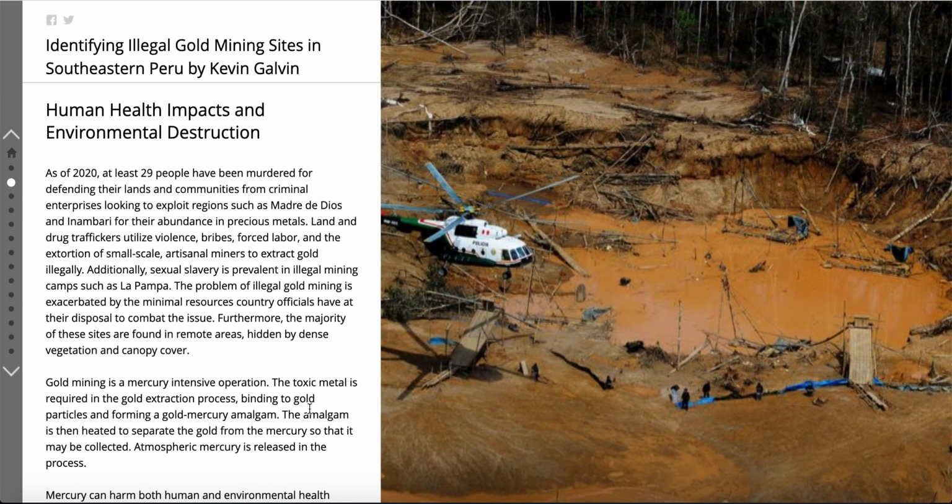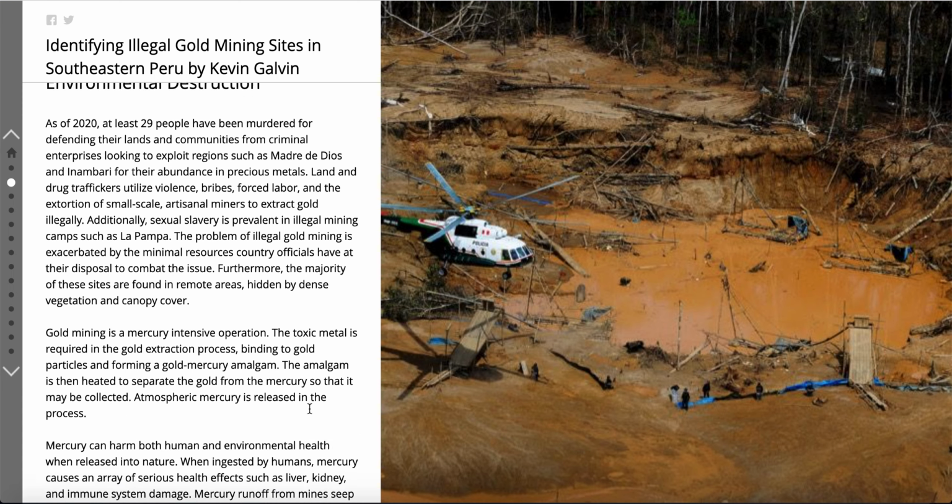With the influx in illegal gold mining comes an increase in human health impacts and environmental destruction. In addition to the violence, bribes, forced labor, and extortion of small-scale miners, mercury contamination of nearby ecosystems and waterways is prevalent, putting those who depend on them at risk of poisoning. Furthermore, many of these mines occur on indigenous lands, protected forests, and nature reserves. Increasing rates of deforestation and habitat loss has also contributed to the increasing inefficiency of these regions of the Amazon rainforest as substantial carbon sinks.